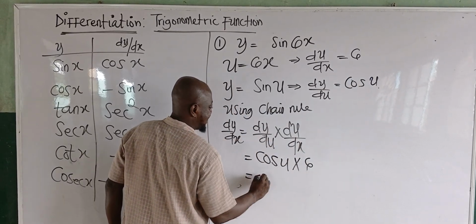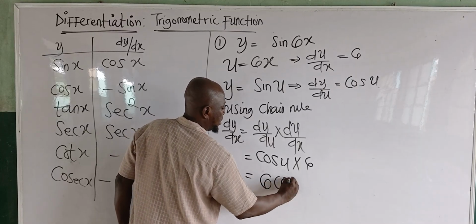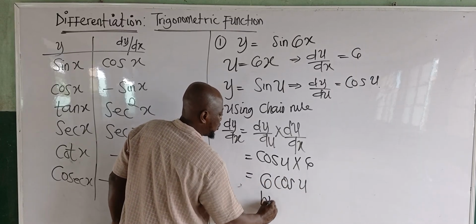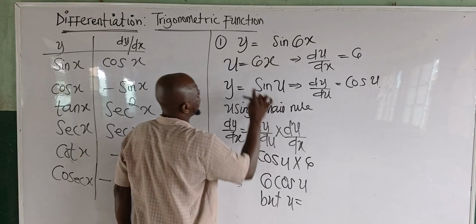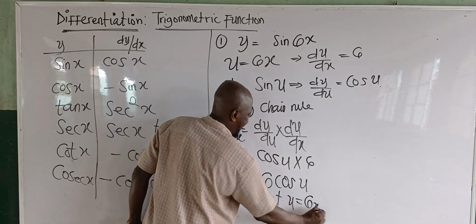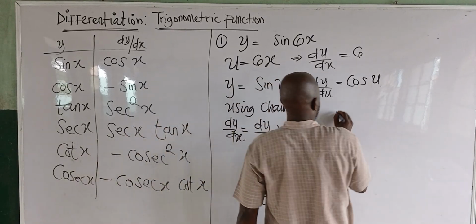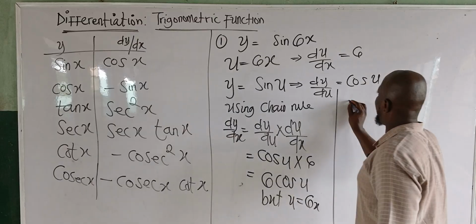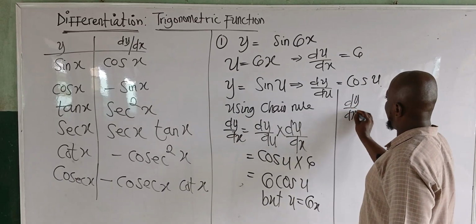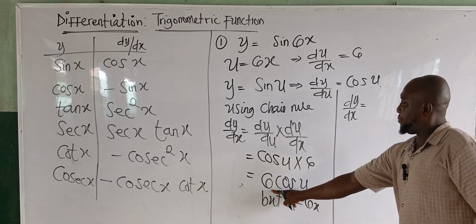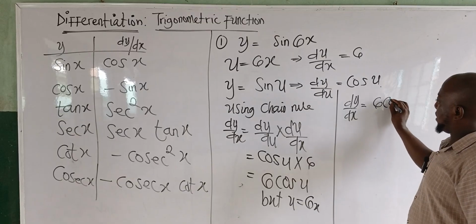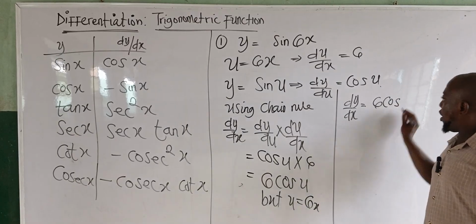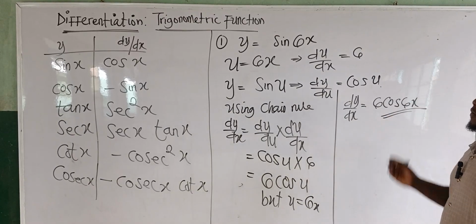When this multiplies this, we know that here becomes 6 cos u. But we already know our u from the beginning. What is my u from the beginning? We said it's 6x. So finally, our final answer for dy over dx becomes 6 cos. Instead of me putting u, I'll put 6x. This is how you do this.